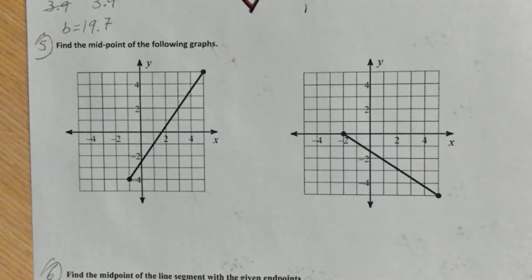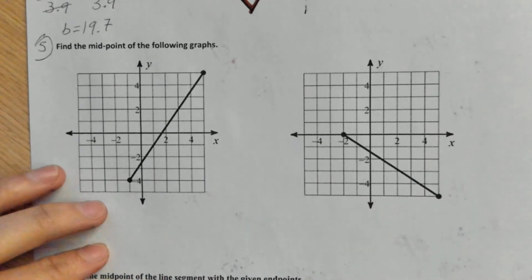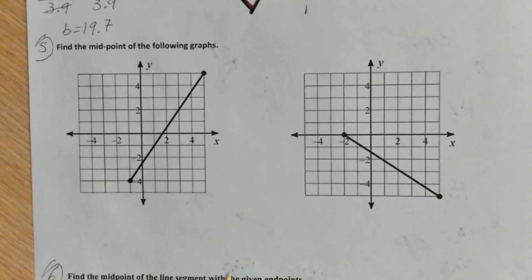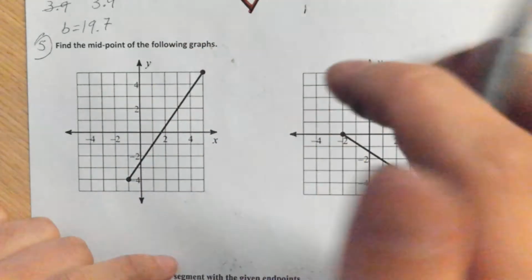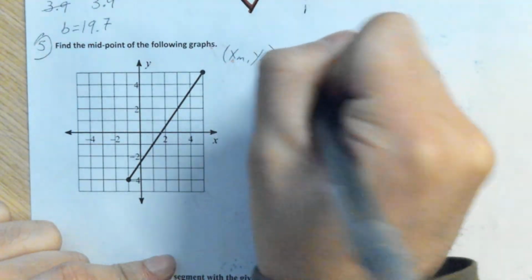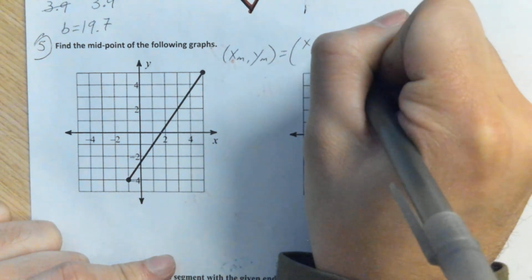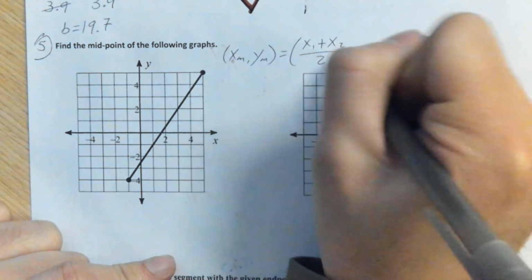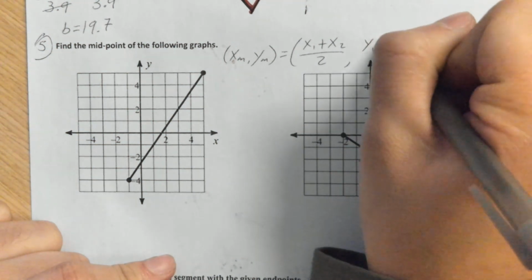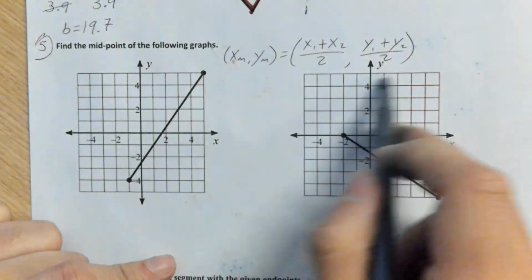Question 5 is finding the midpoint of these two segments. There are several ways to do this. I'm just going to use the formula, which is, I think, the easiest thing to do. The formula for midpoint is x sub m comma y sub m equals x1 plus x2 divided by 2 comma y1 plus y2 divided by 2. So this is the midpoint formula.